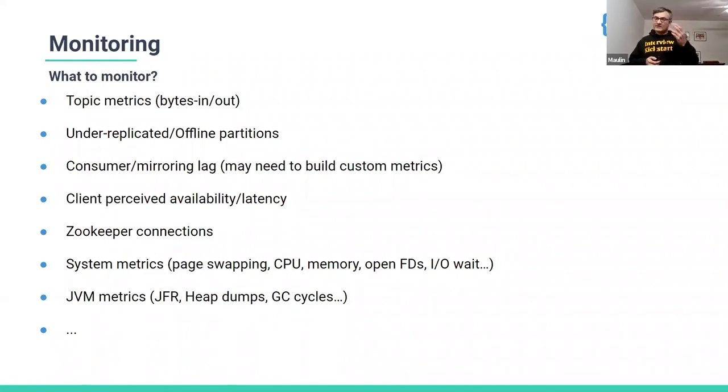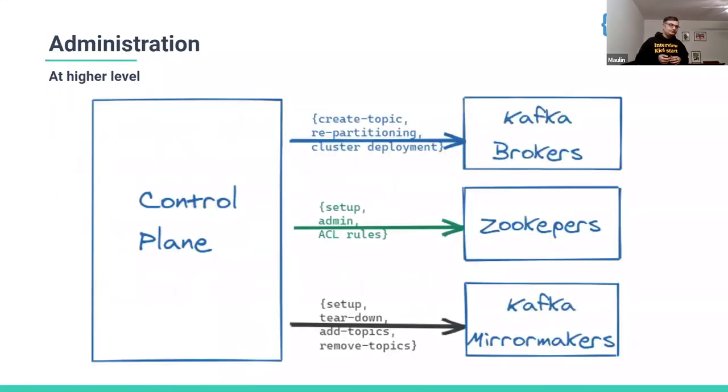Client-perceived availability is a very important concept, because you may think as a Kafka operator that everything is good, but if clients cannot even connect, they think Kafka is down. The other things are ZooKeeper connections and system metrics like page swapping, CPU, memory, open FD counts, and IO wait. There are tons of these things around. And JVM metrics: you need to be ready to run with JFR reports and heap dumps and so on and so forth.